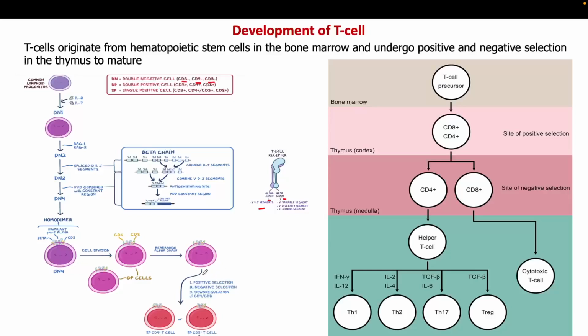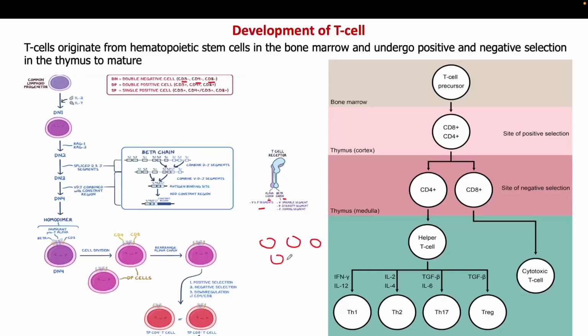Positive selection means those CD8 and CD4 cells which can bind with the MHC molecule, because you know that T cell only encounters the antigen with the help of MHC molecule. So once this T cell is able to bind with the MHC molecule, those T cells will be selected. This type of selection is called the positive selection. In the next part, in the negative selection, what will happen is, suppose this is the T cells.